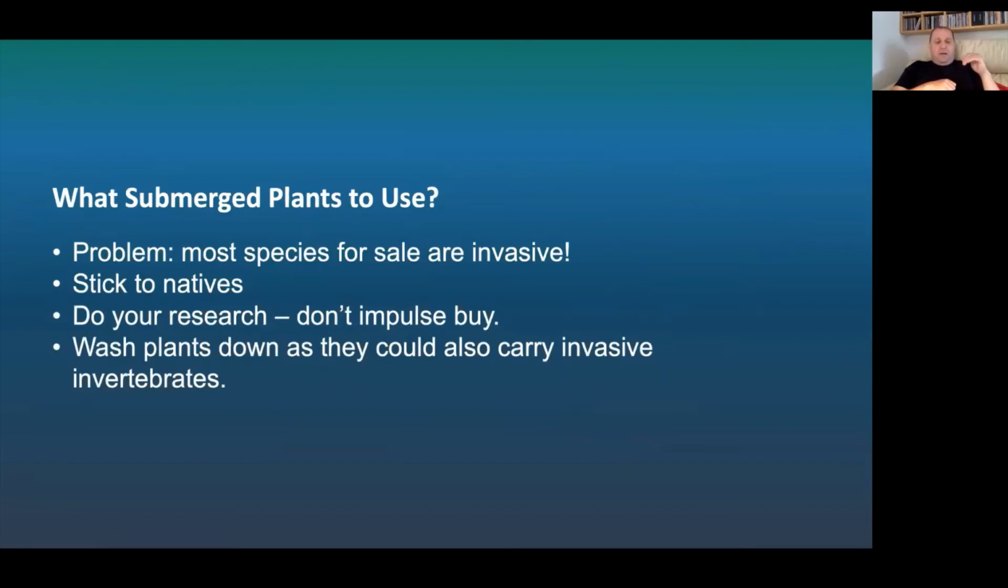Don't impulse buy. If you can get them from a source that you know is good, maybe from your local wildlife trust or something like that, then do that. Wash plants down as well. They could carry invasive invertebrates. Quite a good source of plant: you can actually get water plants from the wild as well.